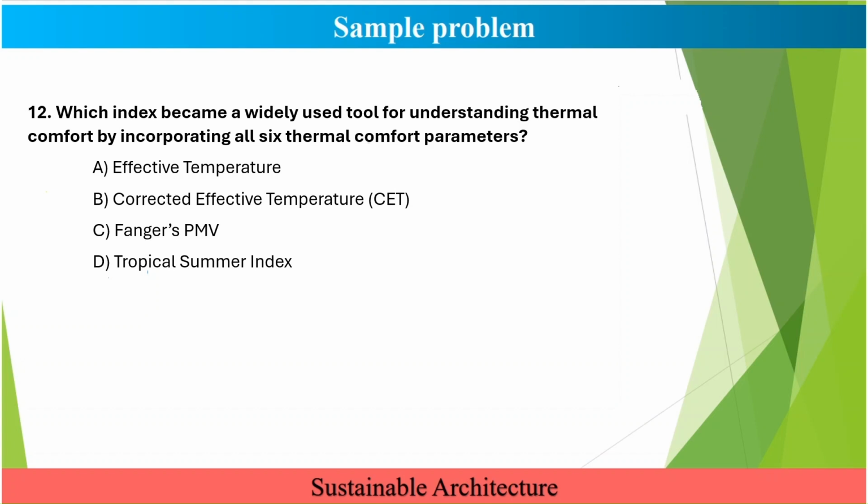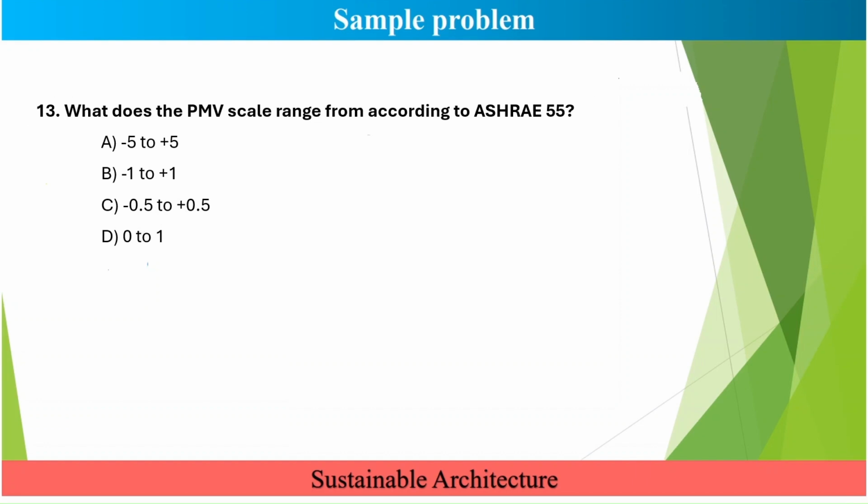Then what are the 6 parameters? Let's try to remember those parameters which have been considered in Fanger's PMV model. What are those 6 parameters? Air temperature, MRT, air velocity, air humidity, metabolic rate, clothing. Yeah, absolutely correct. Very good. I think this question is well known to all of you. In similar questions, you will be able to give the answer. So here is the 13th question.